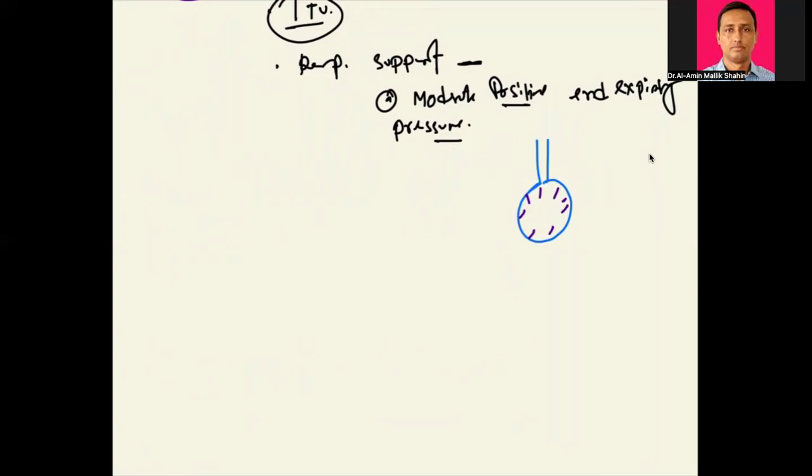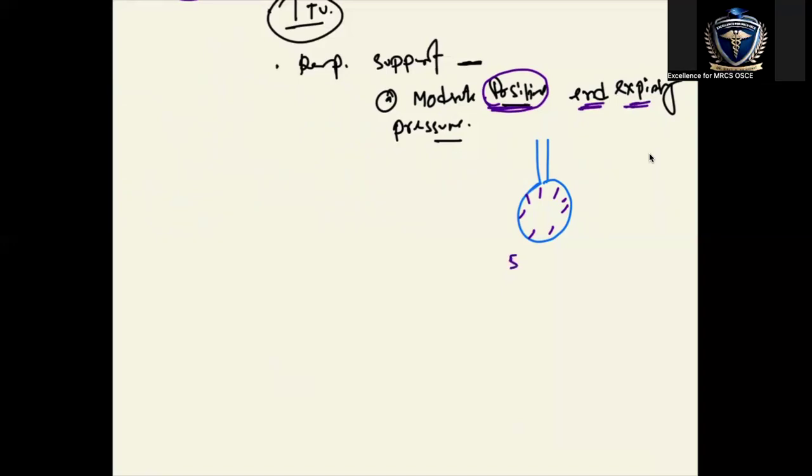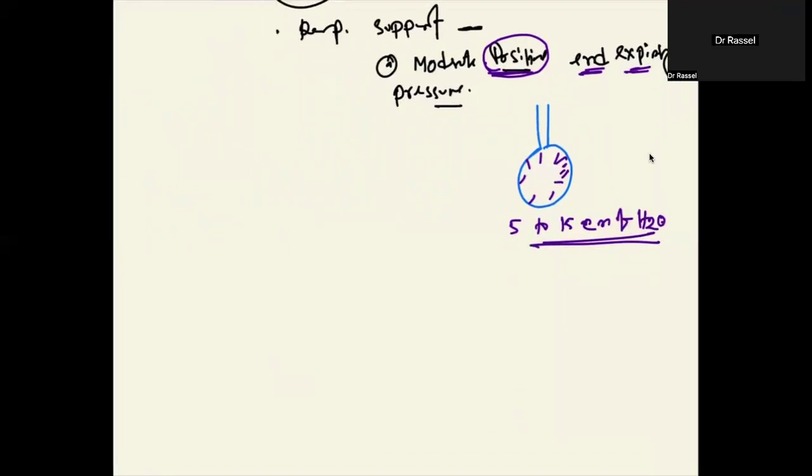Yes. At the end of normal expiration, some air remains, so collapse is prevented. That's why it is called positive: some pressure is given in the alveoli at the end of expiration, and that is 5 to 15 centimeters of water. Why is it given? For prevention of alveolar collapse and better patency of the alveolus, for better gas exchange.